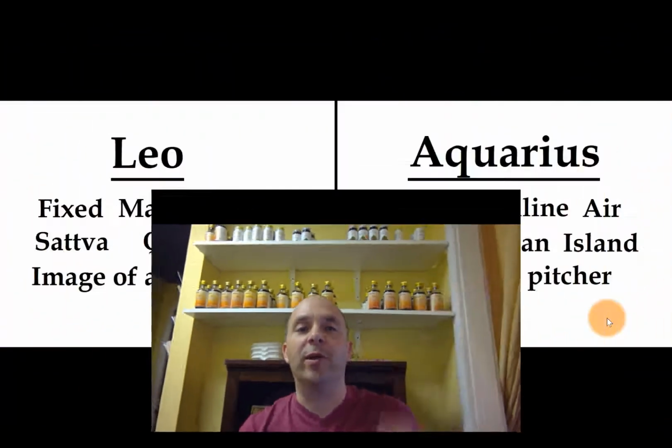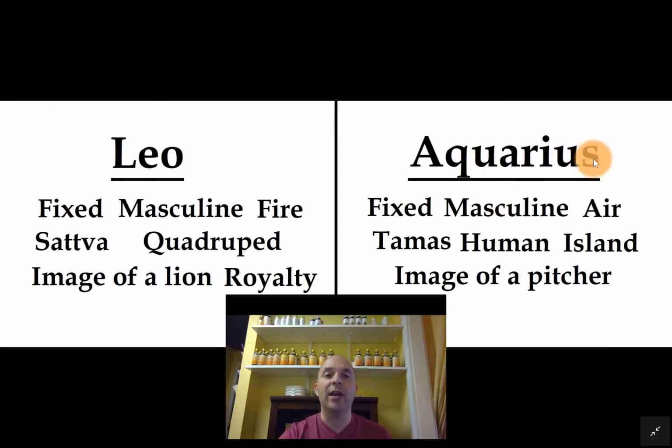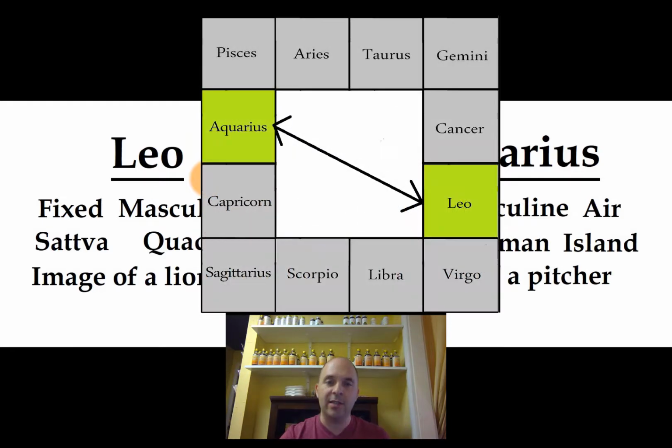Now, let's go ahead and bring up this graphic right here. We've got Leo and Aquarius. And the first thing to understand about Leo and Aquarius is this represents an axis. Looking at this graphic here now, you'll see that they are opposite each other in the zodiac.